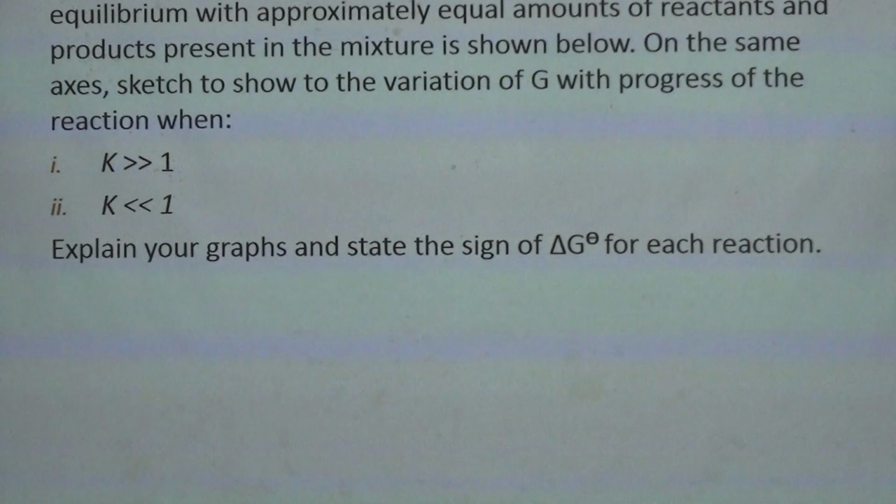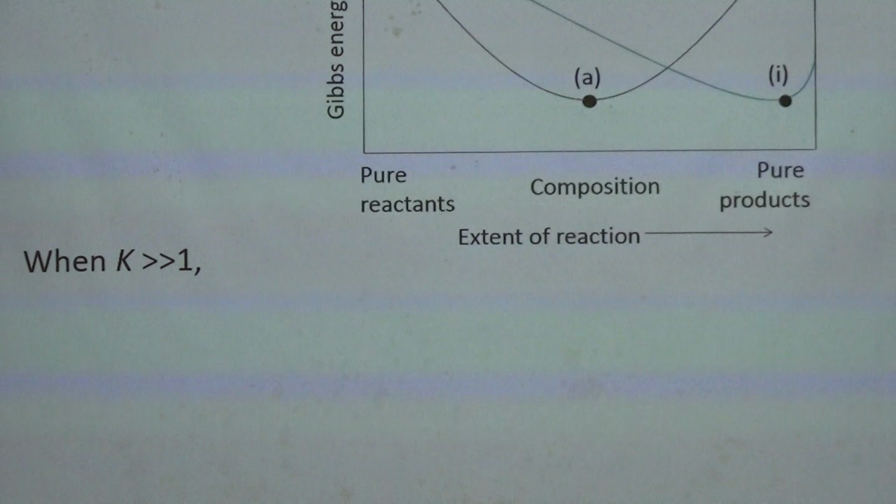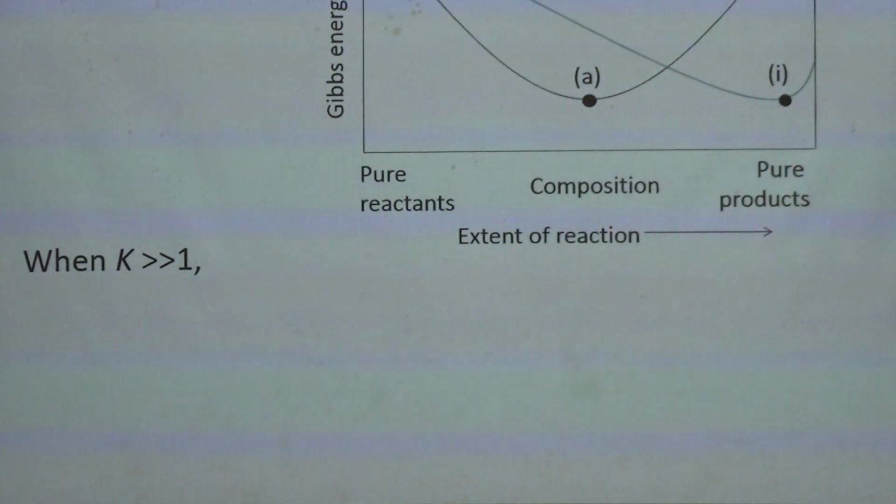Okay, let's take a look at checkpoint 7. When K is larger than 1, we have already established that you will favor the forward reaction more. Hence, at equilibrium, you must have a larger percentage, proportion, concentration of product over reactants, right? Which means that at equilibrium, the position of the minimum must be much closer to the product than reactant.